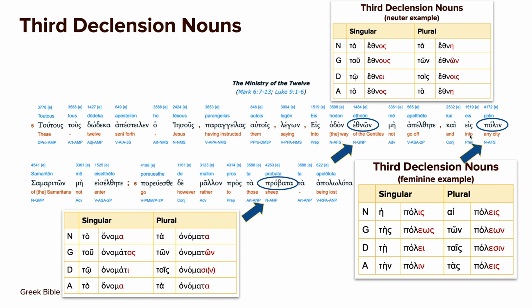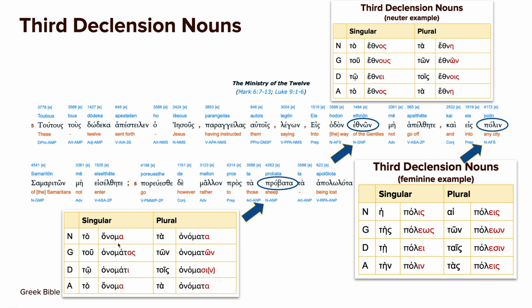All right, so here is into any city. Remember, after eis is going to be accusative. Ace in the hole. I always remember the A for ace in the hole would be accusative. So into any city, eis polin. All right, and then finally we have probata, which is sheep. All right, so let's look at probata follows the same forms as onoma.